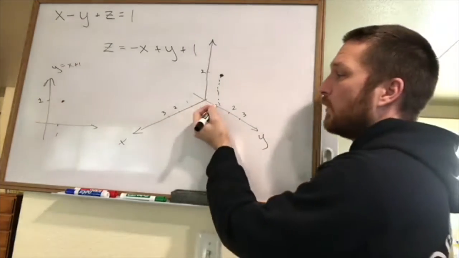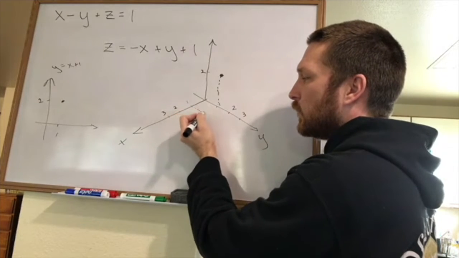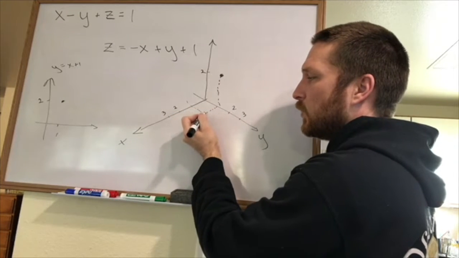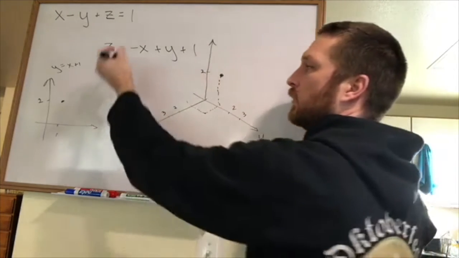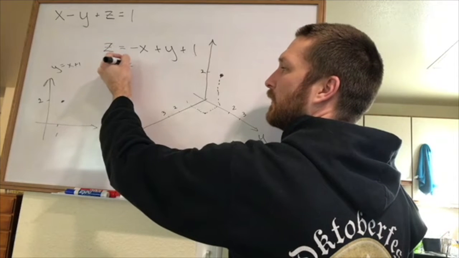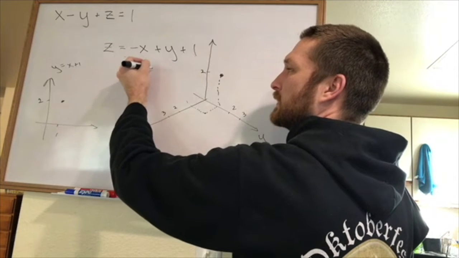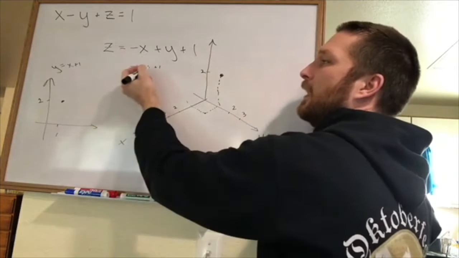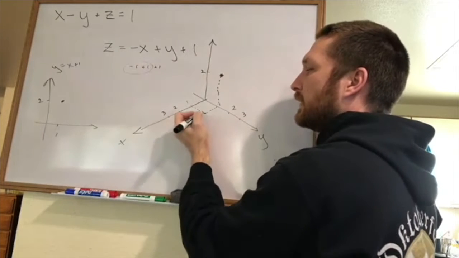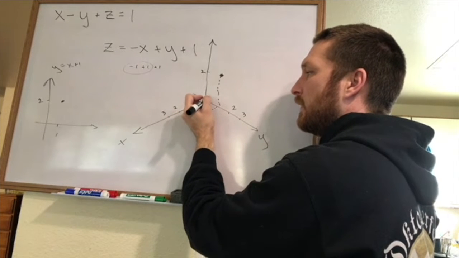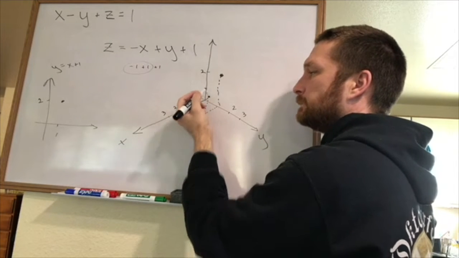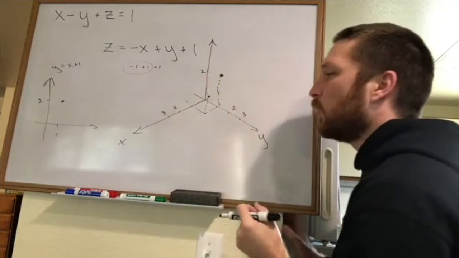So we could say, okay, what about this point when x is equal to 1 and when y is equal to 1? What's the height there? Well, when x is 1, we have a minus 1. Y is 1, we get a plus 1, plus 1. Minus 1 and plus 1 are 0, so we have a plus 1. So we go up a height of 1, and we put a dot right there. I'm just going to do maybe one more of these.